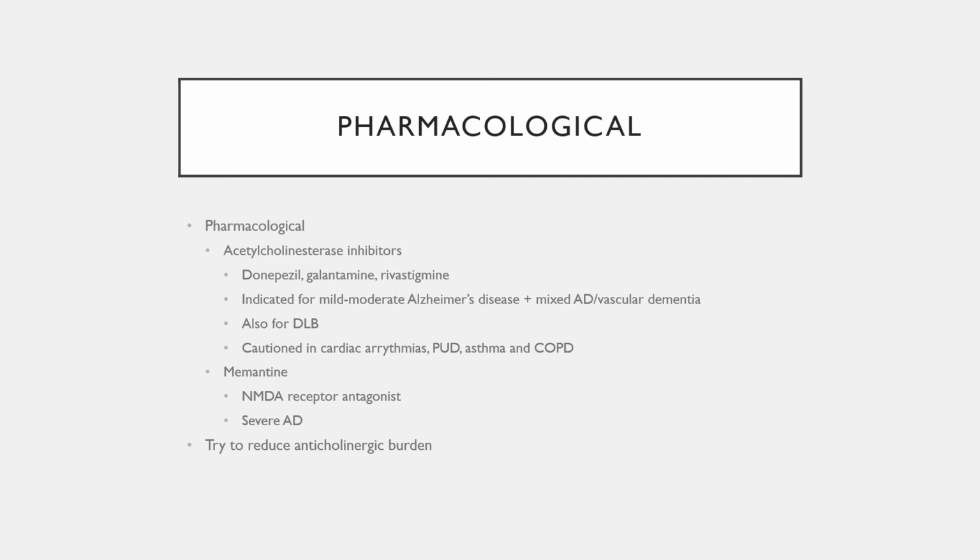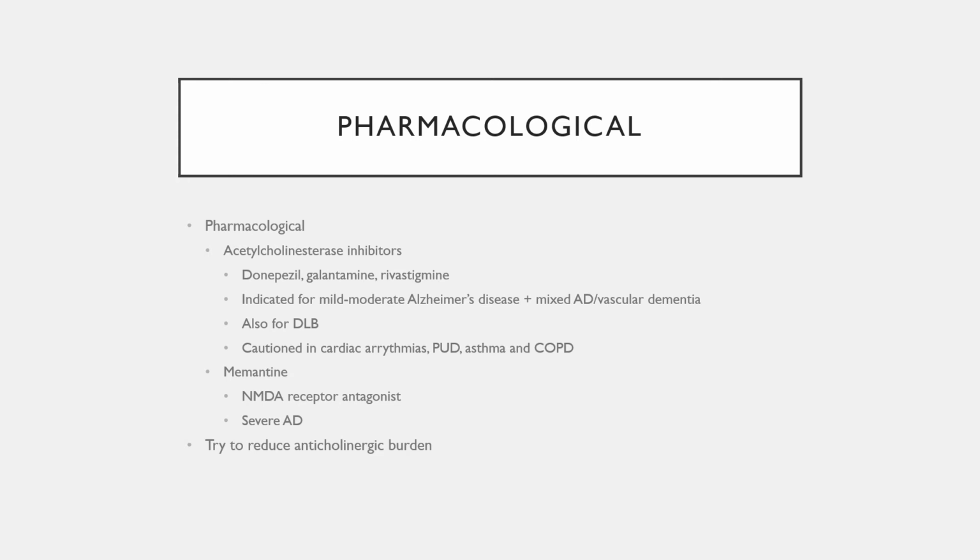These drugs are indicated for mild to moderate Alzheimer's disease, and they can also be used in mixed Alzheimer's disease and vascular dementia. They're also used off-licence for dementia with Lewy bodies, but they can only really be started by a specialist. Be aware that they're cautioned in cardiac arrhythmias, peptic ulcer disease, asthma and COPD, so you have to be careful when prescribing in these groups.